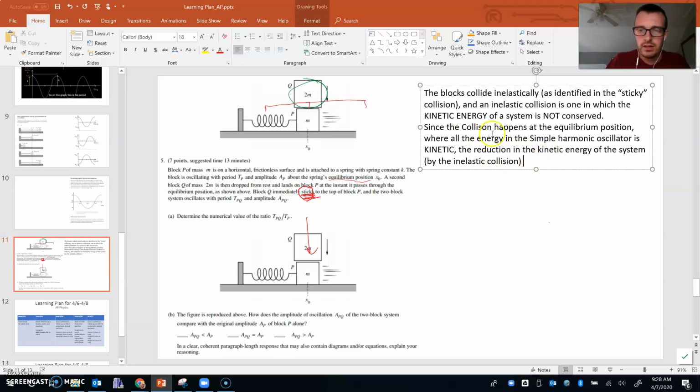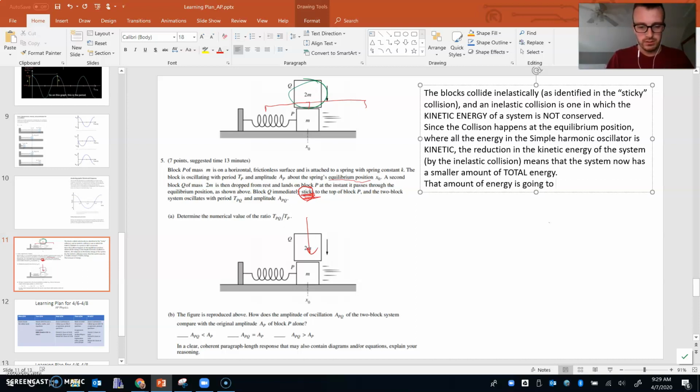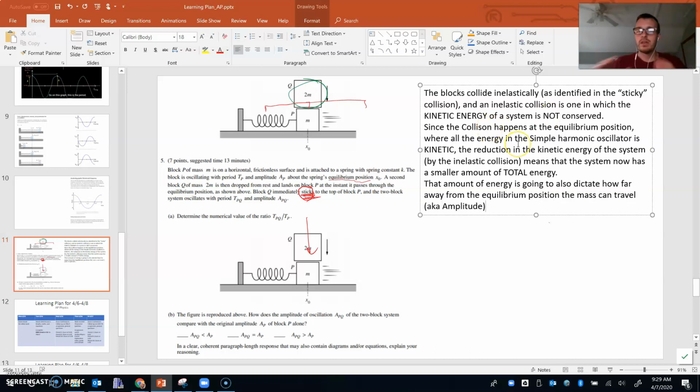The reduction in kinetic energy of the system by the inelastic collision means that the system now has a smaller amount of total energy. That amount of energy is going to also dictate how far away from the equilibrium position the mass can travel, aka amplitude. Okay, so here's our argument so far.